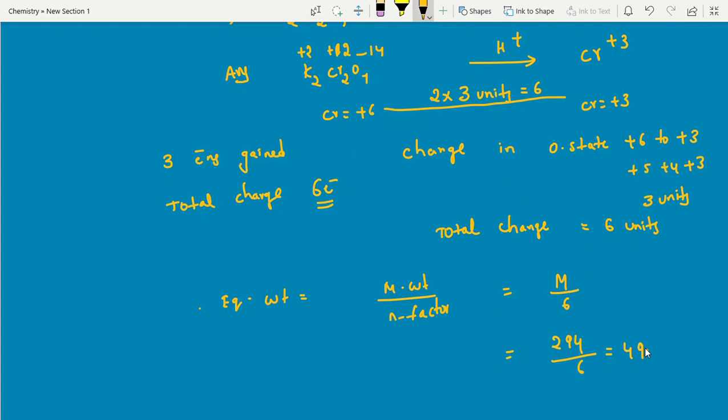Okay, only one concept I have given, oxidants and reductants. Still we have KMnO4 in acidic medium, KMnO4 in basic medium, weakly basic, neutral, and reducing agents, disproportionation reactions. I'm going to give these in the next video. So first you have to get command here, then the next part is very easy to understand, students.